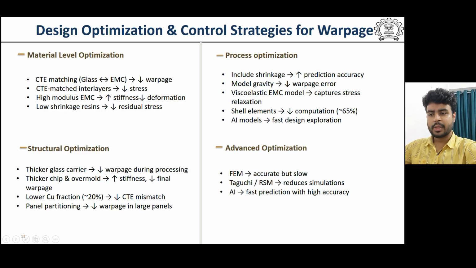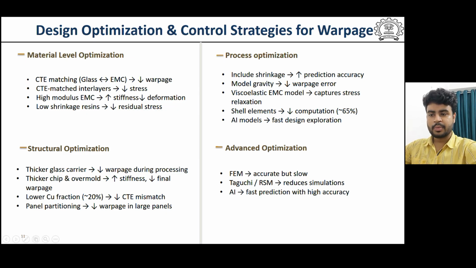Next, structural optimization. It focuses mainly on geometry. A thicker glass carrier reduces warpage during processing stages. Increasing chip and overall thickness improves stiffness, which reduces final warpage. Reducing copper volume fraction to around 20% helps minimize CTE mismatch. And for very large panels, partitioning into smaller sections helps control deformation. So the idea is to increase stiffness and balance the structure.